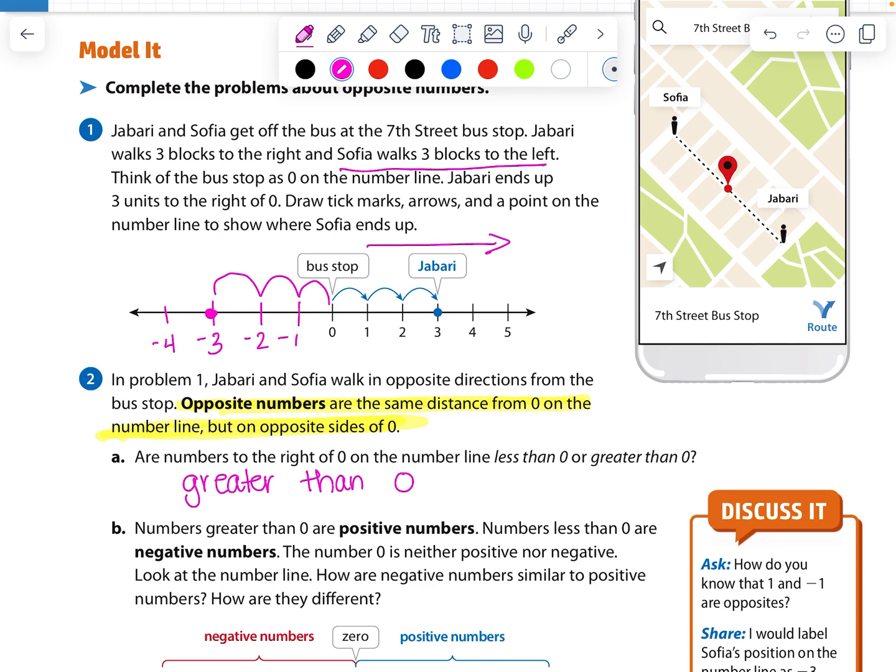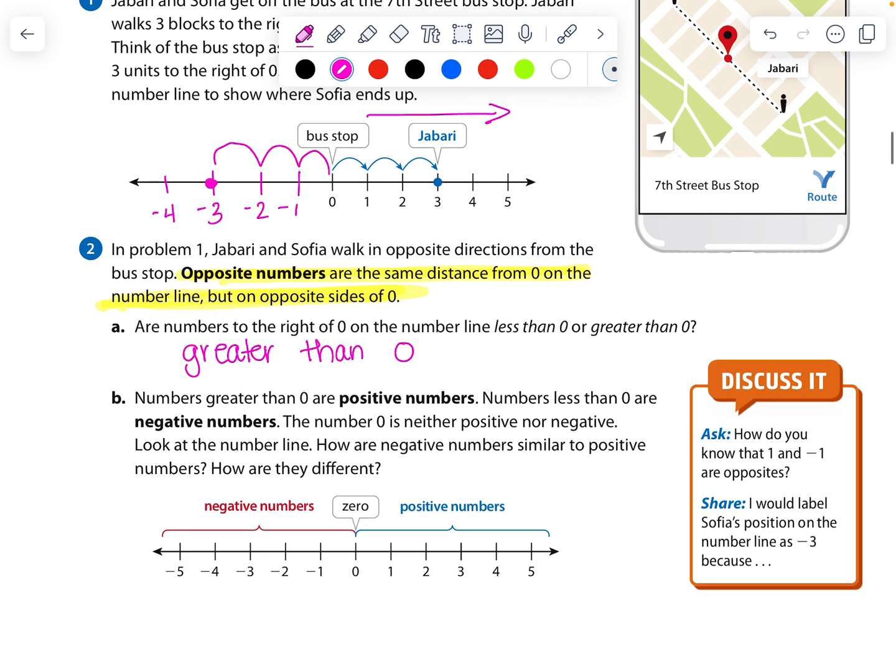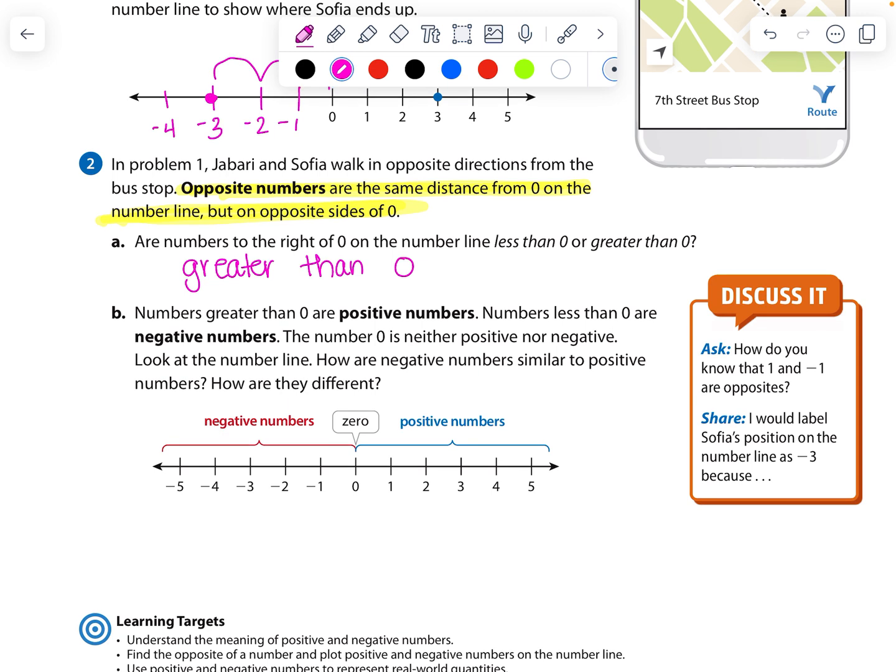Next. Numbers greater than 0 are positive numbers. Numbers less than 0 are negative numbers. The number 0 is neither positive or negative. Look at the number line. How are negative numbers similar to positive numbers, and how are they different? So pause the video here and give it a good thought, and then we'll talk about it.